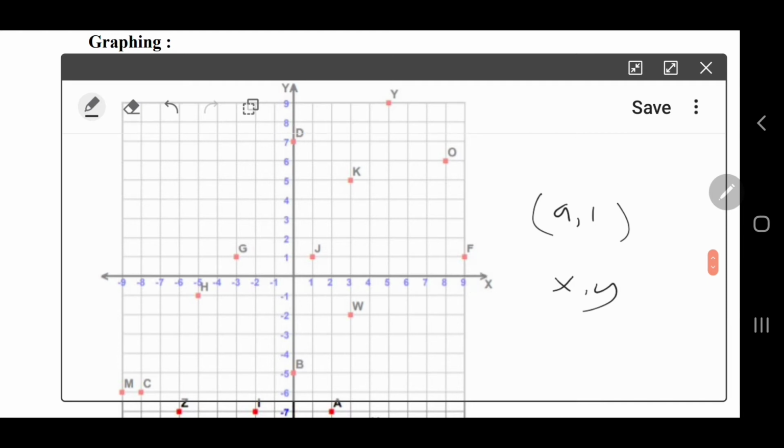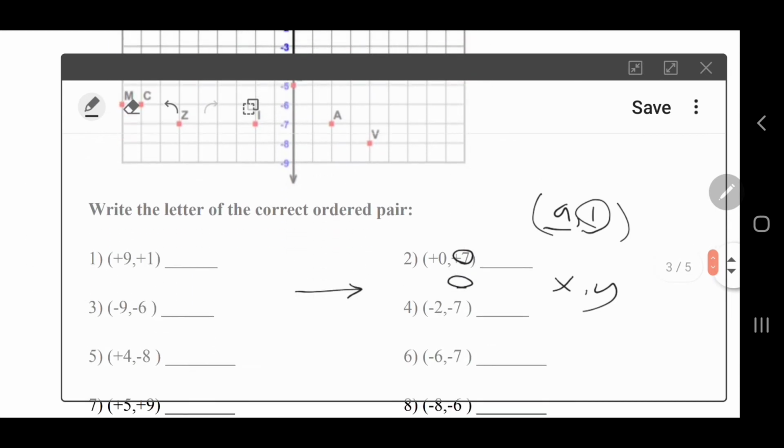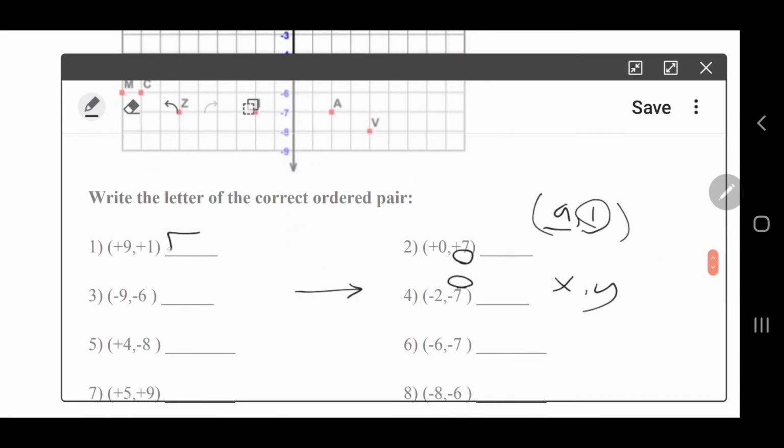Okay, so first thing you want to do is the x, which is 9. So you want to go all the way to the right until you hit 9. And then you want to go up 1 because that's the y, which would be here. So that means 9 comma 1 would be F. So number 1, answer would be F.